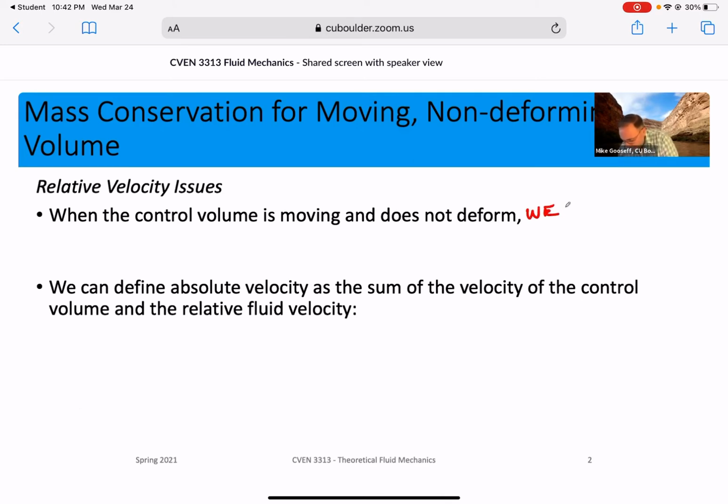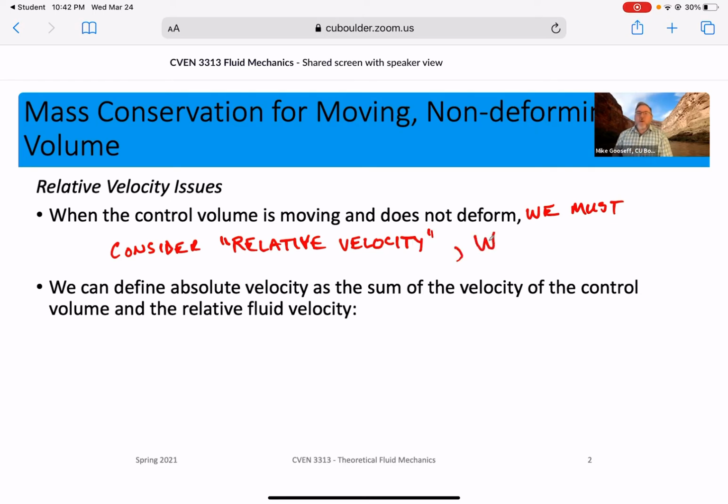We must consider what we call the relative velocity, which we're going to call W. Capital W, in general, will also potentially be a vector, so I'm going to add a vector notation to that. And we can define the absolute velocity as the sum of the velocity of the control volume and the relative fluid velocity.